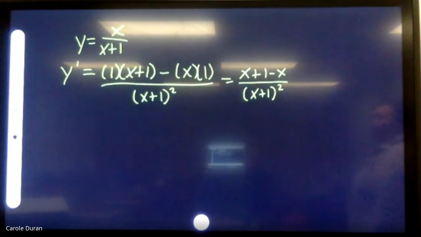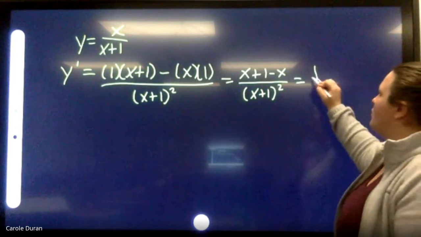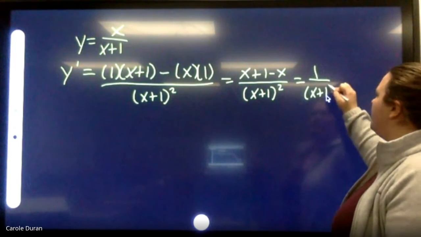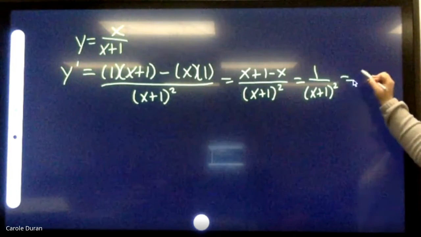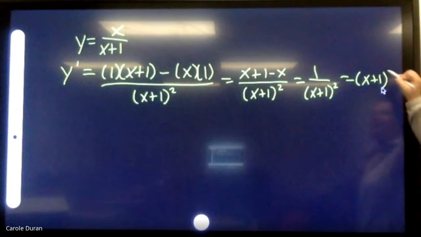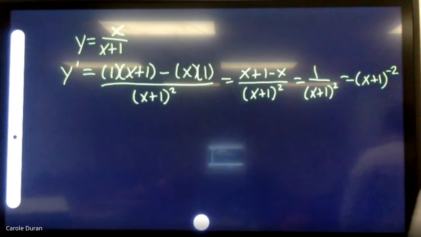The x's are going to cancel, and I just get 1 over x plus 1 squared, which I can easily rewrite as x plus 1 to the negative 2 power. So my first derivative is x plus 1 to the negative 2 power. By writing it like this, I set up to do chain rule for my second derivative instead of quotient rule again.